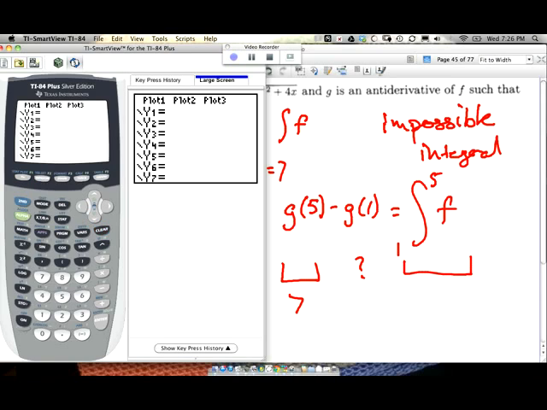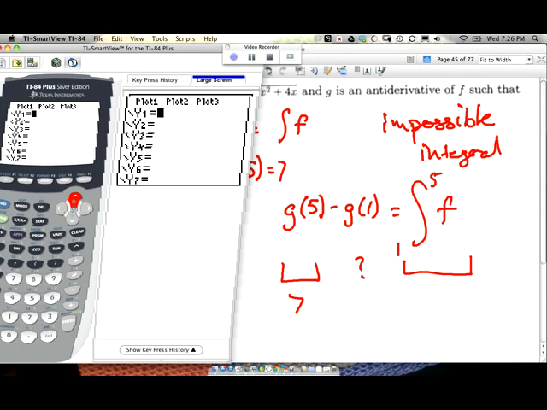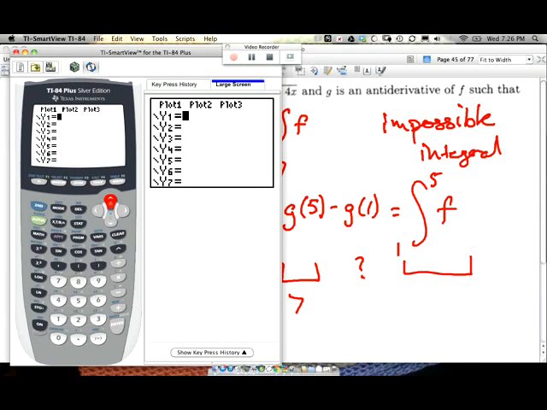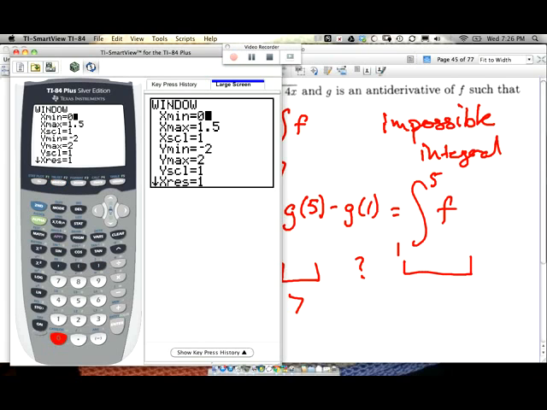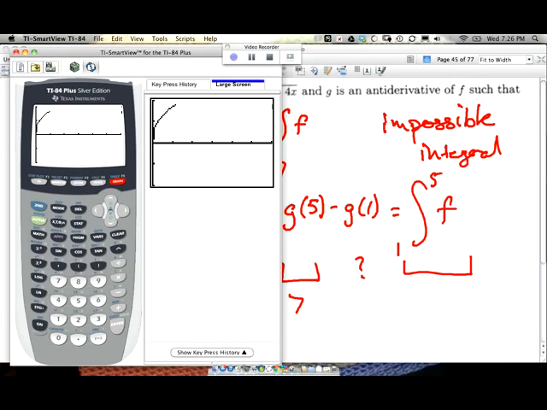We're done using them. And now we got a new crazier function, cubed root of x squared plus 4x. All right, so cubed root, so let's put in x squared plus 4x in parentheses and then raise that to the 1/3 power, because that's what a cubed root is. All right, there's a function. And we're looking for the integral from 1 to 5. So I need to make sure my window goes from about 0 to 6. Here's my graph.